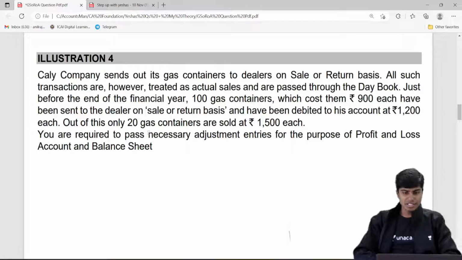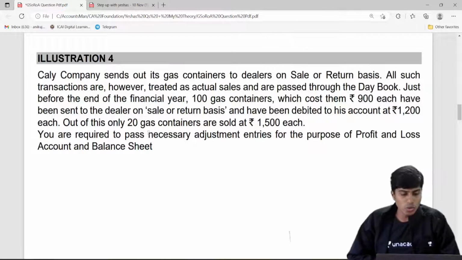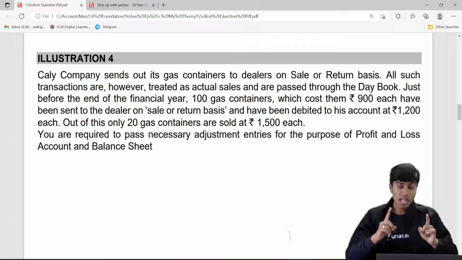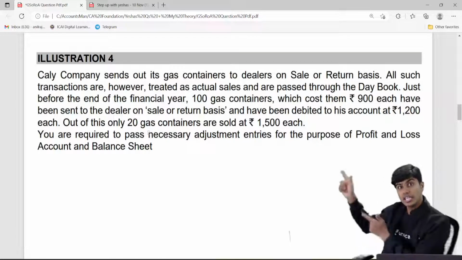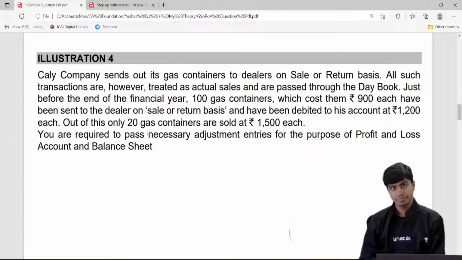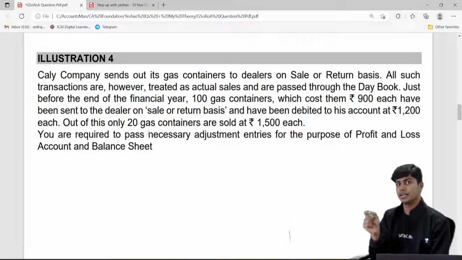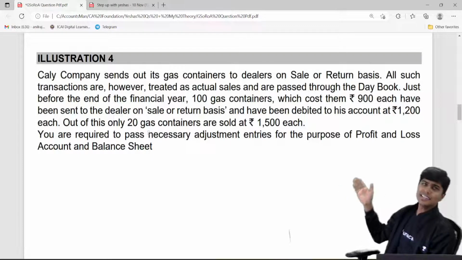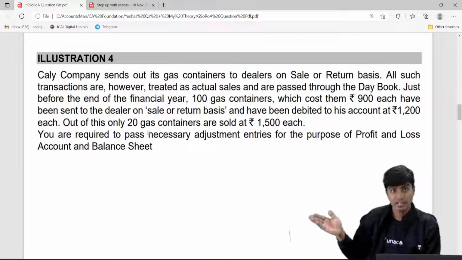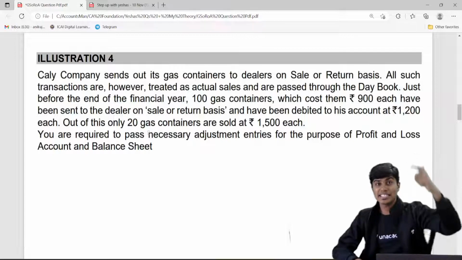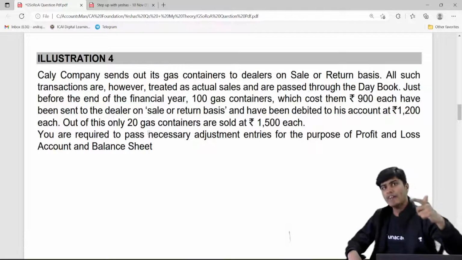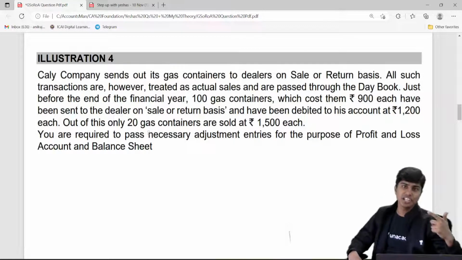What's happening after this transaction? Out of this, only 20 gas containers are sold at 1500 each. Now remember, I actually don't have to write an entry for sales because I've recorded it as sales when I sent all of them. However, the goods are accepted at a price higher than the normal price. We sent it at 1200, they've accepted at 1500. You remember I had told you, if it is accepted at the same rate, no journal entry.